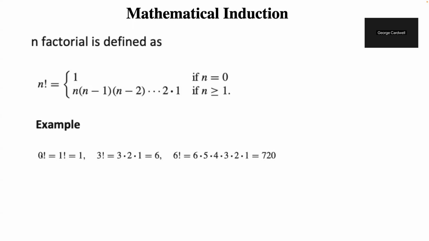So here's an example. 0 factorial equals 1. So does 1 factorial, because 1 factorial would just be 1. 3 factorial means 3 is greater than or equal to 1, so it's going to be 3 times 3 minus 1, which is 2, all the way down to 1. So 3 factorial is 6. 6 factorial is 6 times 6 minus 1, which is 5, times 6 minus 2, which is 4, times 6 minus 3, which is 3, times 6 minus 4, which is 2, times 6 minus 5, which is 1. And then you multiply those numbers, you get 720.